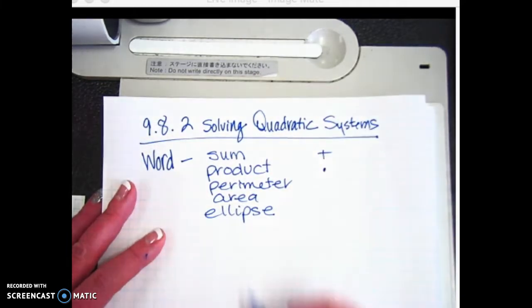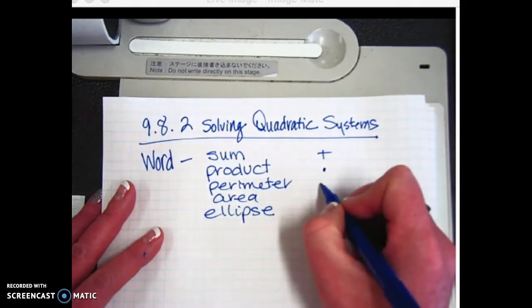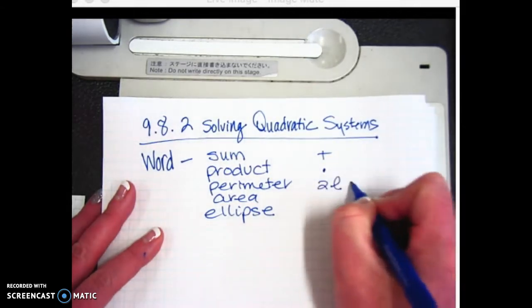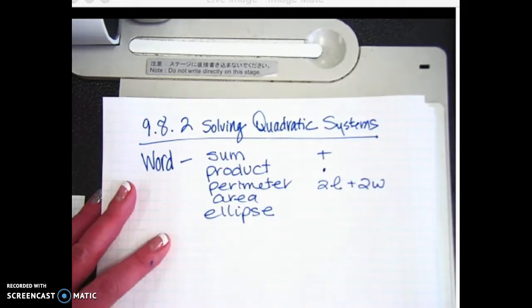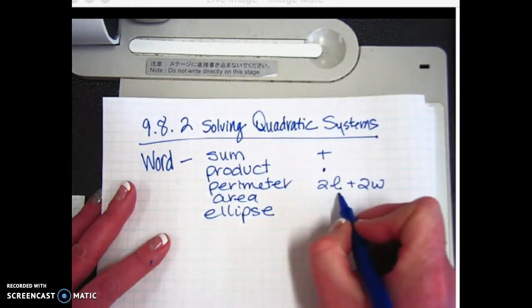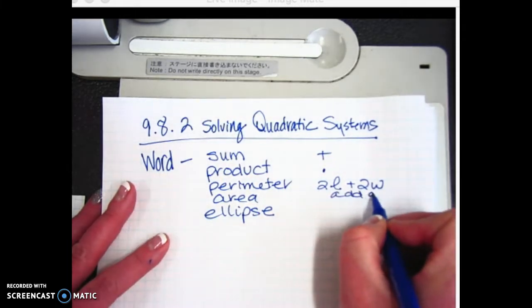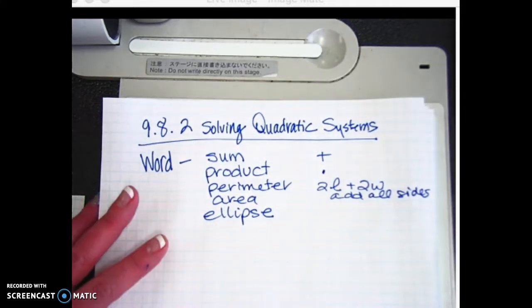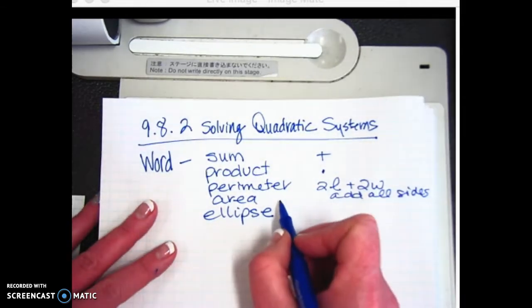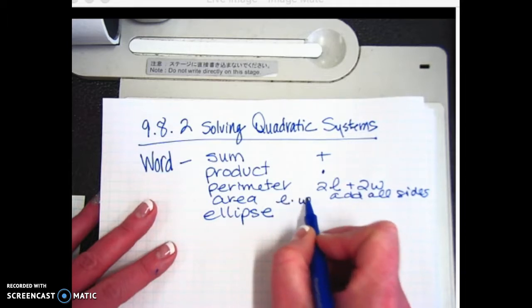Multiply. How do you find the perimeter of a figure? Right? 2 times the length plus 2 times the width, if it's a rectangle. Basically, add all sides, if it's not a rectangle. How about the area? So let's say it's a rectangle. It's length times the width.